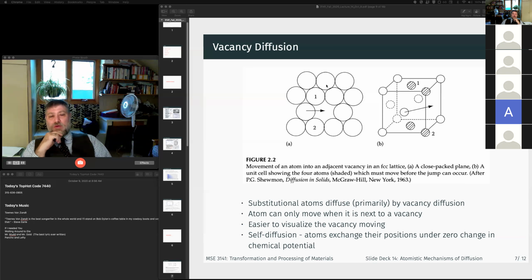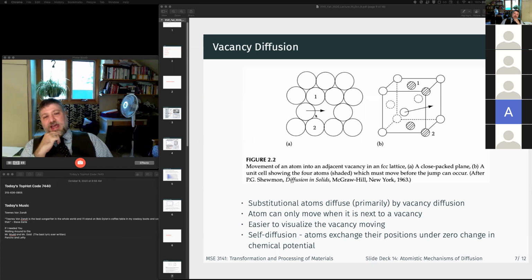Right. So when we have atoms hopping around like this in a crystal, this is essentially self-diffusion. Atoms are exchanging their position under a zero change in chemical potential, right? So why is there a cost for this atom to hop into this vacancy? There's an activation barrier, right?